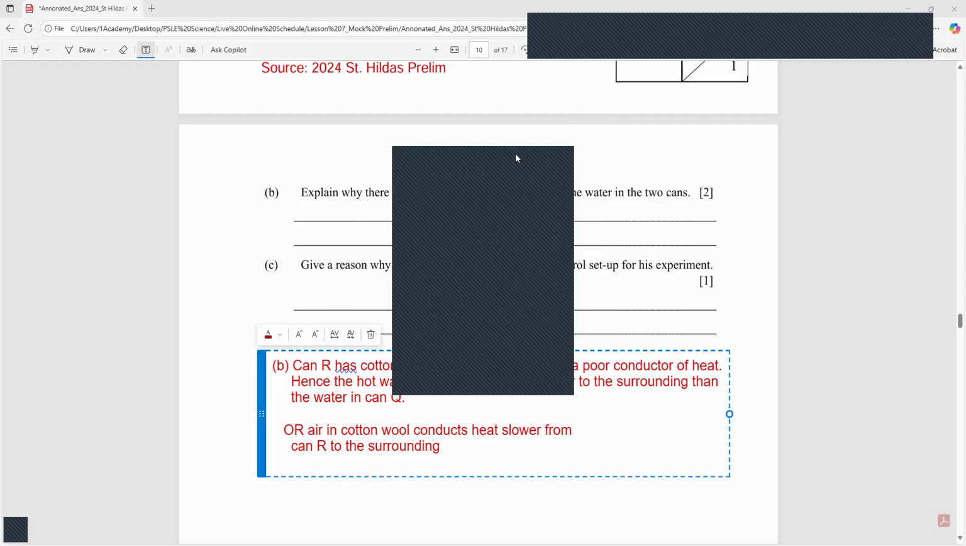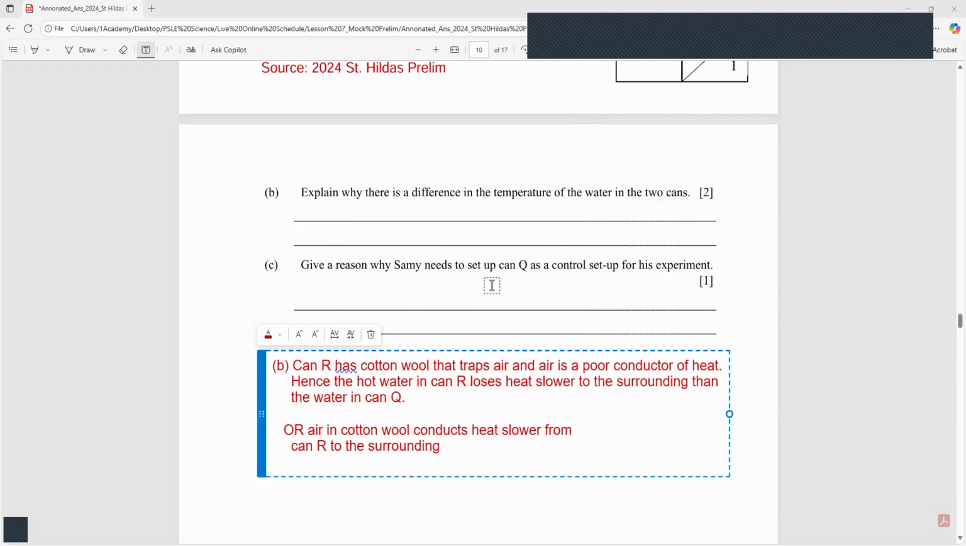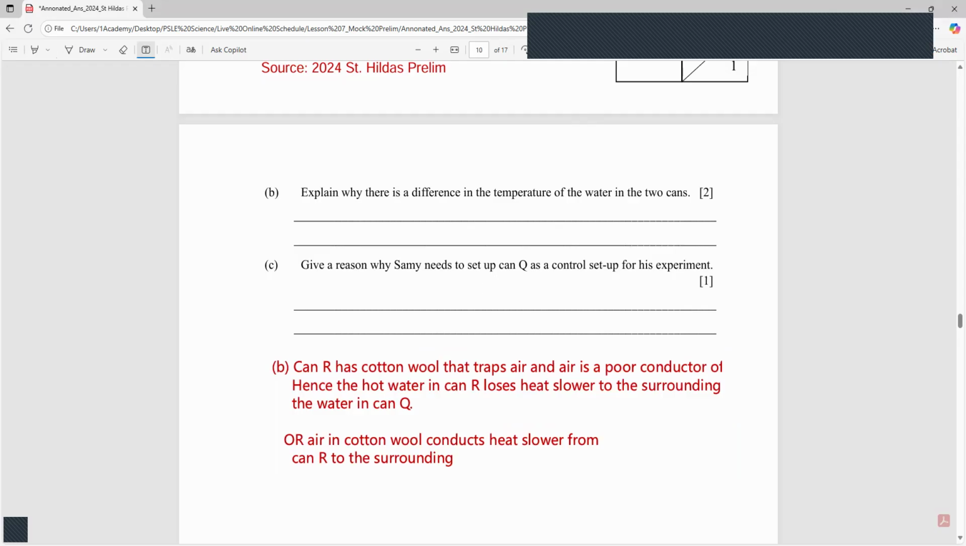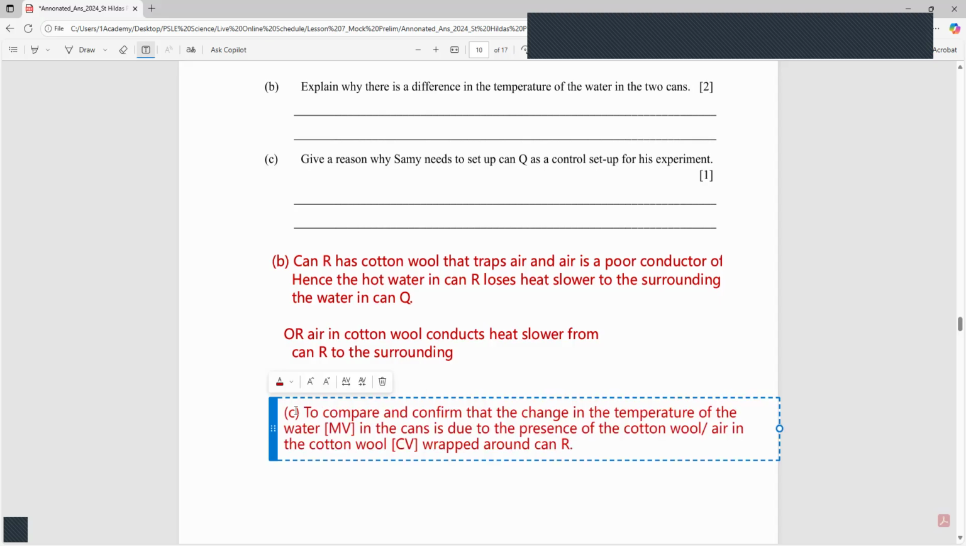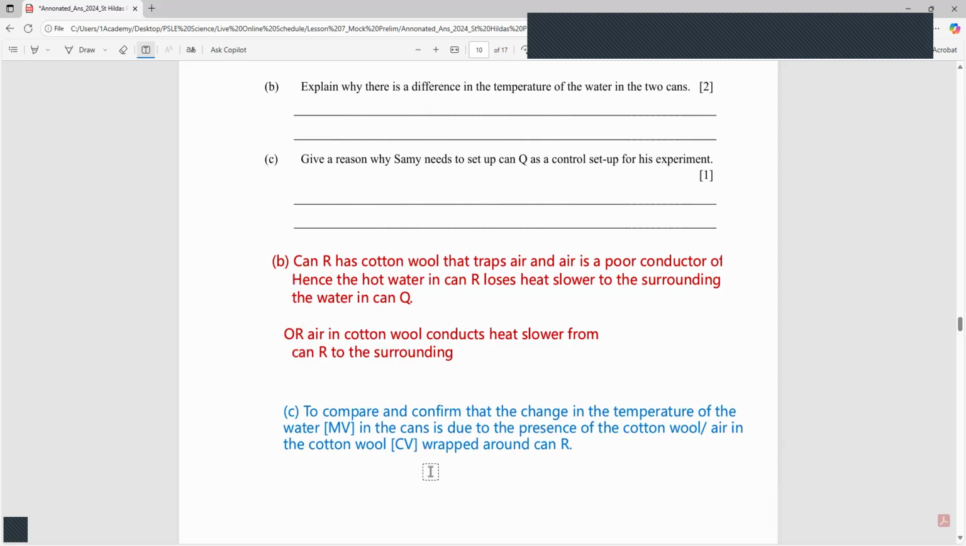Give a reason why Sammy needs to set up can Q as a control setup. A control setup is to compare and confirm. Whenever we talk about control setup, the answer is quite straightforward. This is part C. To compare and confirm that the change in temperature of the water, which is the measured variable, in the cans is due to the presence of cotton wool, or you can say due to the presence of air in the cotton wool wrapped around the can. The MV stands for measured variable.